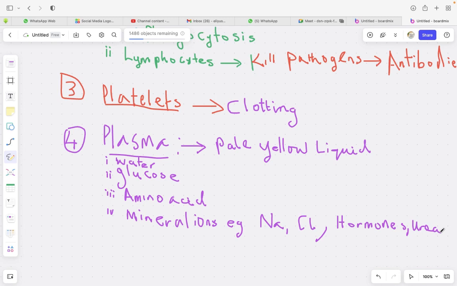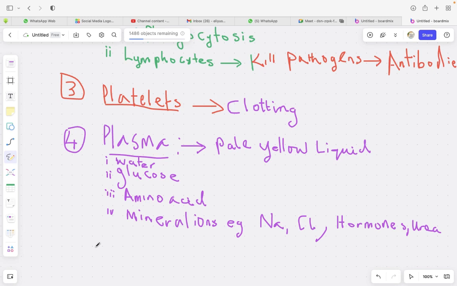Just one last thing to talk about. The blood plasma carries all these substances from place to place in our body. It also contains soluble proteins called the plasma proteins.